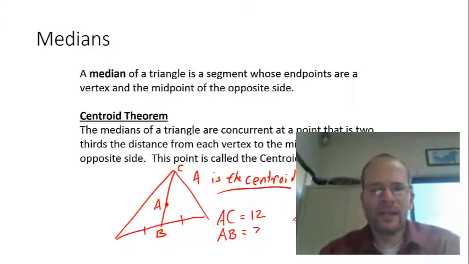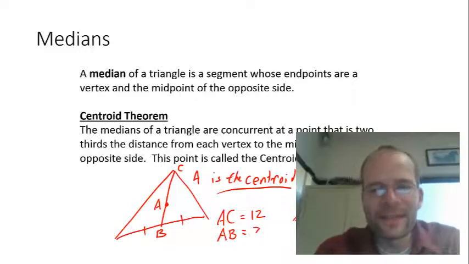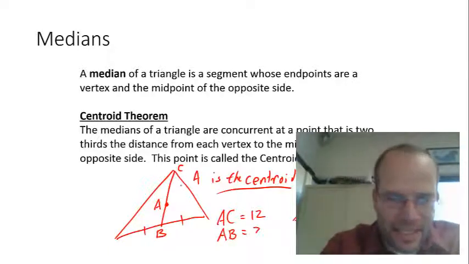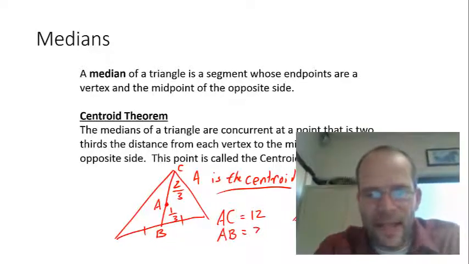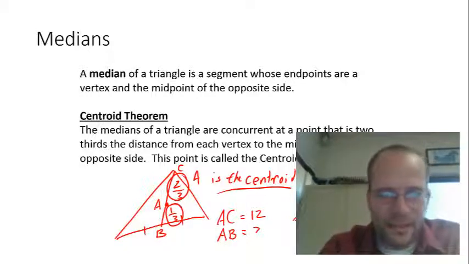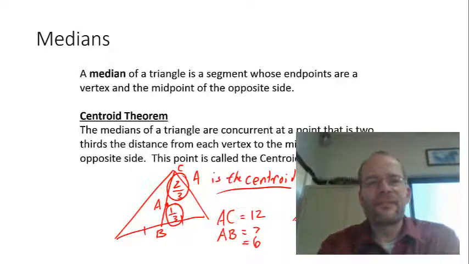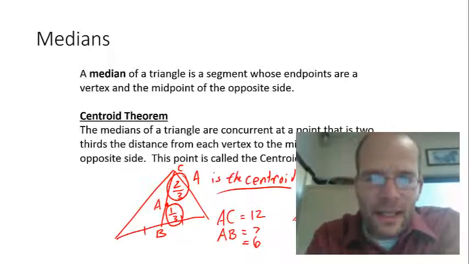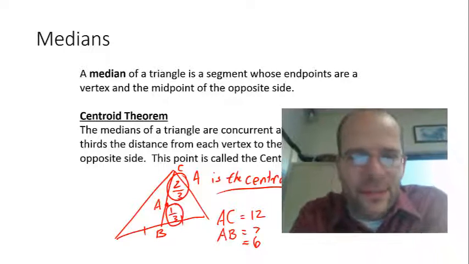Well, we know that AB is 1/3 of BC. That is 1/3 the distance across that entire median. And so therefore, since AC is 2/3 of the median and AB is 1/3 the median, that means that AC must be twice as long as AB. Therefore, AB equals 6. So we can find that fixed mathematical relationship. We can actually use that to find some values in the triangle.